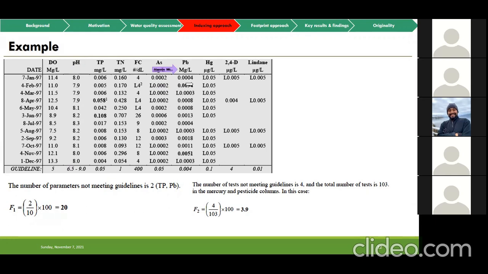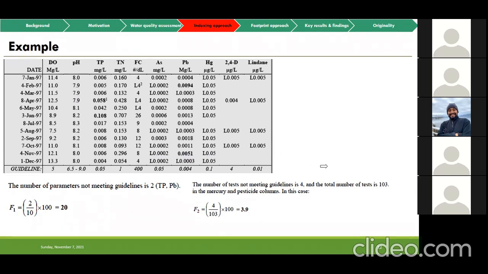In the second one, we have all these numbers that in total become 103. In total, these 4 don't meet the guideline. The rest of them are okay, but these 4 don't meet the guideline. So 4 out of 103 makes F2 3.9. That's how you calculate it, or map it and communicate it in a simple way.